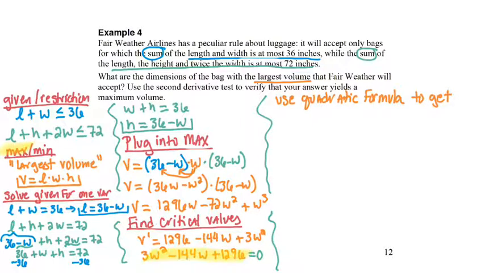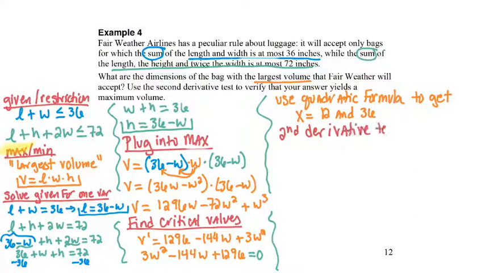And when I set this equation equal to 0 using the quadratic formula, I got values of 12 and 36. That should be a W, not an X, but I fix it a little bit later on. But what we care about is 12 and 36 are the two factors of that equation.